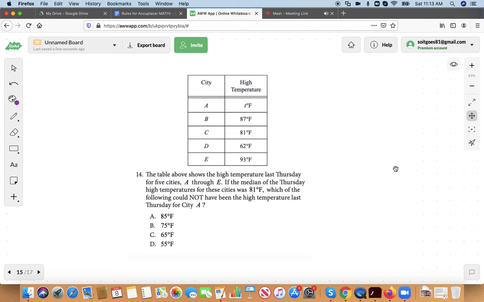Ooh, okay. High temperature last Thursday. What are we solving for here? Which could not have been the high temperature for last Thursday at city A. So there's 3 that could be the high temperature and 1 that's not. 1 that couldn't be the high temperature. Does that make sense? Yes. Okay. And we know the median of the Thursday high temperatures was 81 degrees. Do you know what median means again?